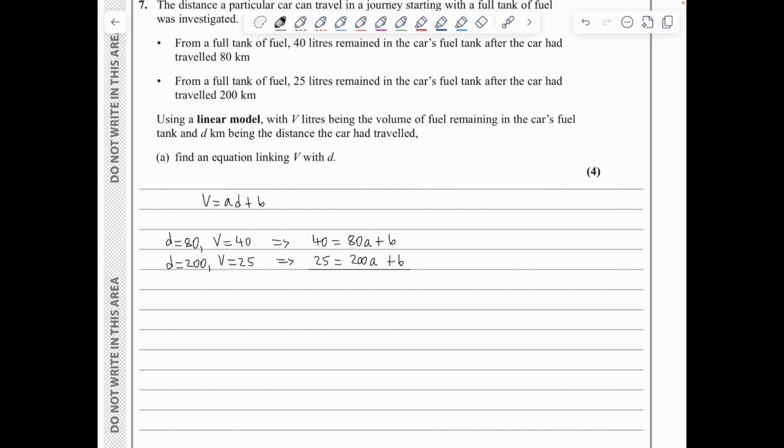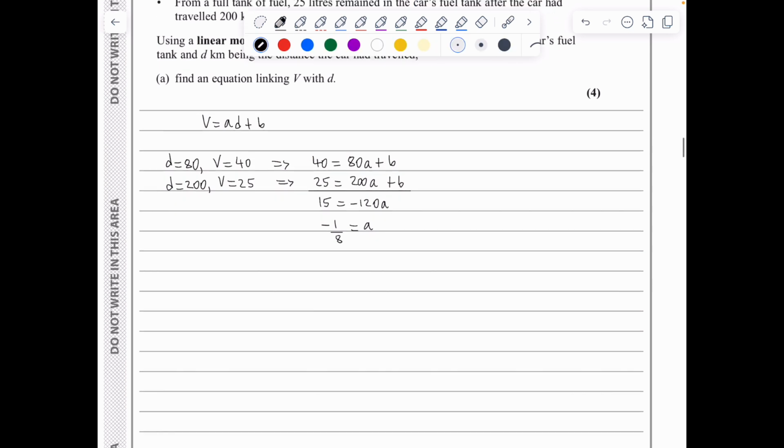I can deduct one from the other. So 40 minus 25 is 15, which is equal to 80A minus 200A, which is minus 120A, and the B is eliminated. So we're looking at minus 1 over 8 being the value of A, and I can proceed in finding the value of B. I will substitute into the first equation here. So we've got 40 is equal to 80 times the value of A, which is minus 1 over 8, plus B.